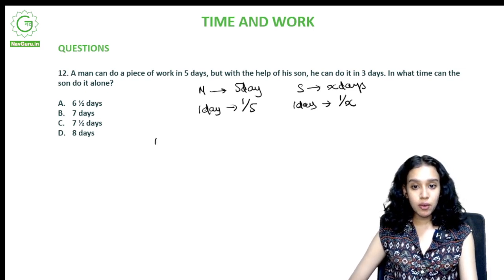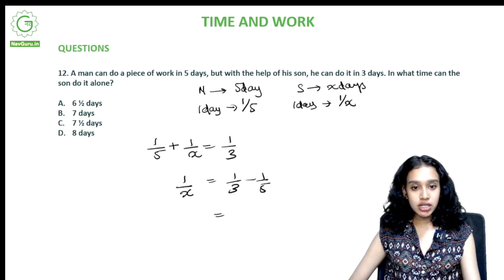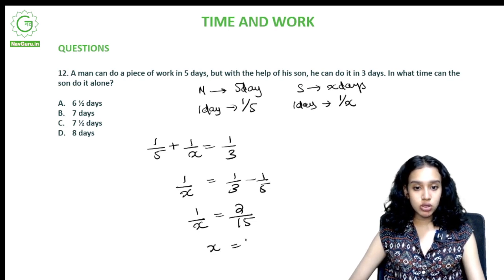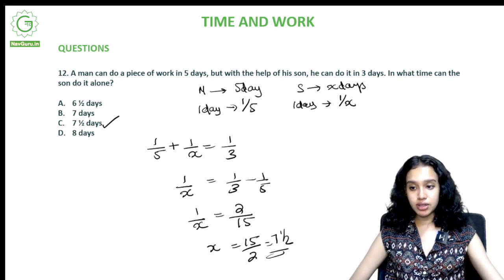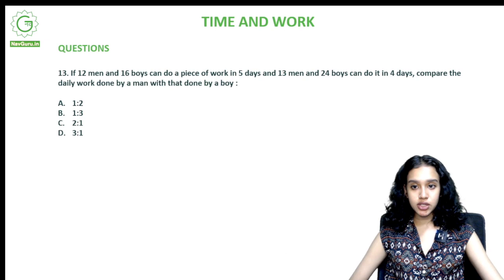So we have 1 by 5 plus 1 by X is equal to 1 by 3. Now 1 by X is equal to 1 by 3 minus 1 by 5, right? So 5 minus 3 is 2, 2 by 5 3s are 15. So 1 by X is equal to 2 by 15 and X is equal to 15 by 2, which is equal to 7.5. So the answer is 7.5 here. Now let's move on to the next question.